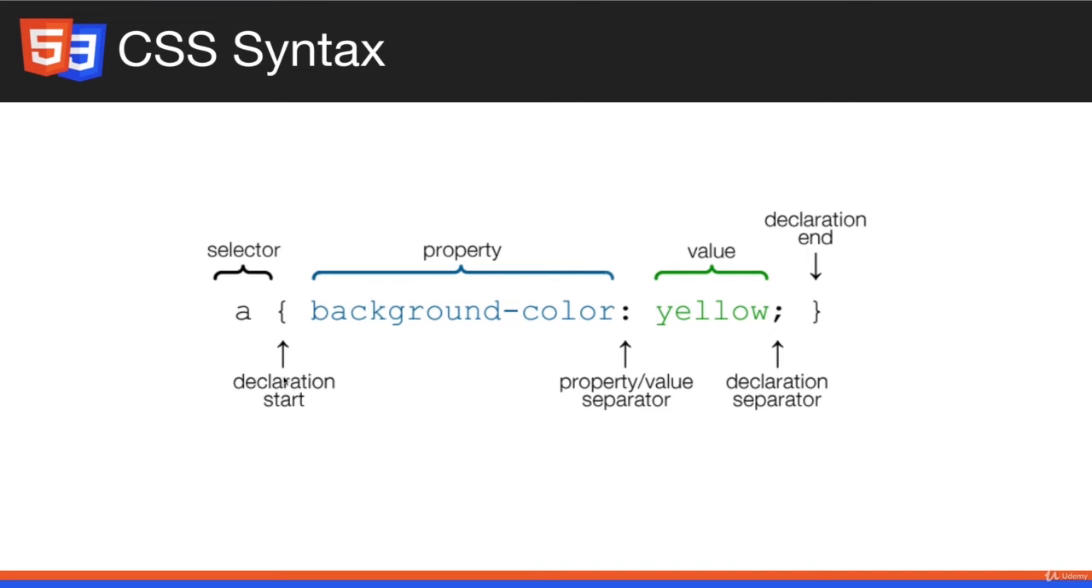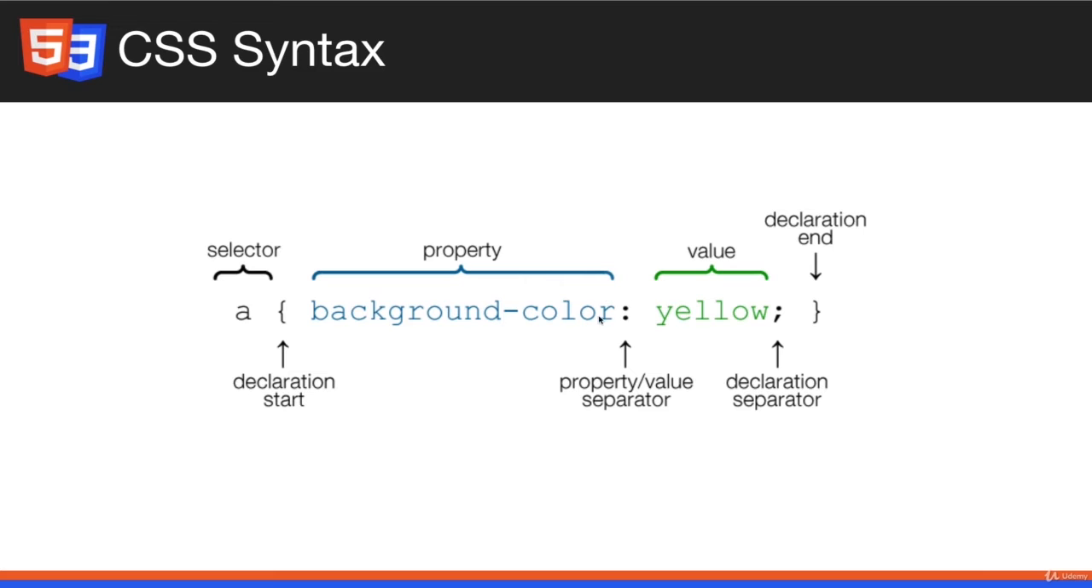So that's a selector. Then we have the declaration start. We also have the declaration end. So everything goes within these curly braces. And inside the curly braces, we have a property such as background color or color, as you just saw, and then the value.